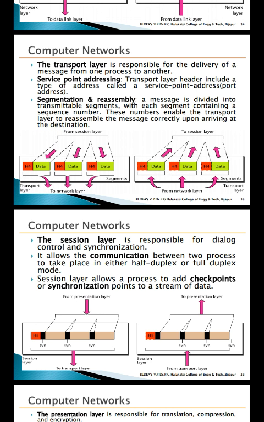When it reaches its peer computer, the transport layer on the destination side is going to reassemble all these segments based on the sequence number. Once again, the complete large message is reassembled and transmitted to its upper layer. So these numbers enable the transport layer to reassemble the messages correctly upon arriving at the destination. This is the job done by the transport layer.